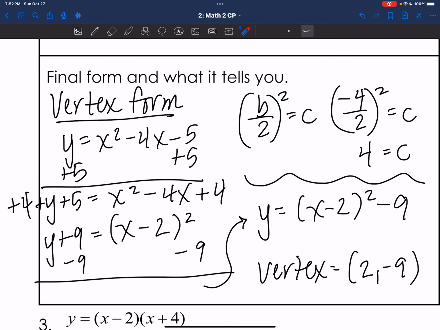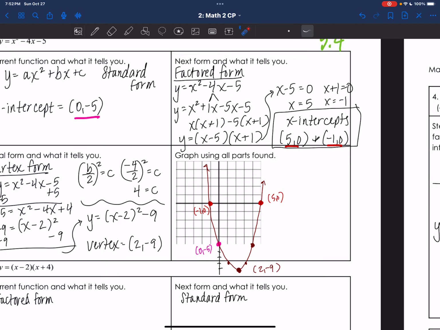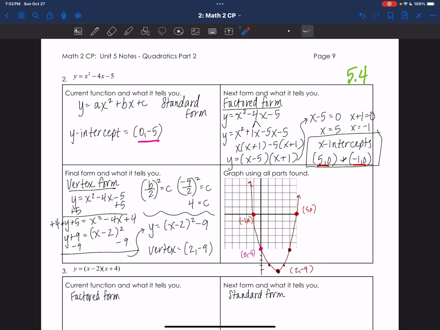All right, so once we've got that, now we can put it all together. Again, the graph doesn't quite go where it's supposed to go, but your vertex, we said was 2, -9, and I kind of just evenly spaced it there. We said the y-intercept was 0, -5. We said our x-intercepts were 5, 0, and -1, 0 there. And then once we put it all together, I just went through and connected your points.